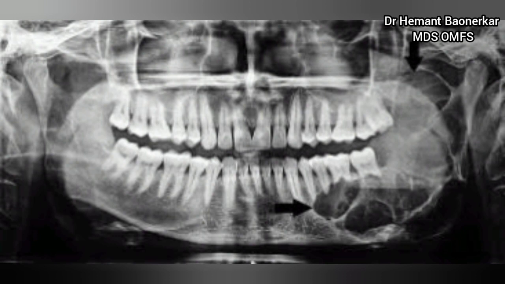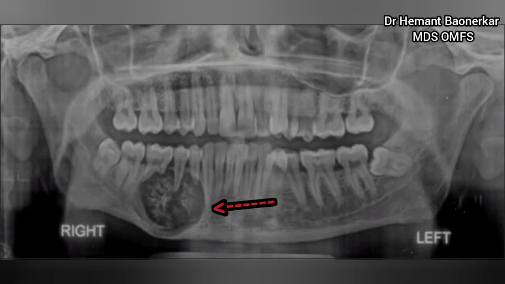This is another OPG of ameloblastoma, which is almost involving the inferior border of the mandible, a classical presentation of ameloblastoma with a soap bubble appearance, but it may be a unicystic or mural kind of ameloblastoma. Many times this is an asymptomatic pathology, but on the OPG for another dental problem we can diagnose the ameloblastoma.